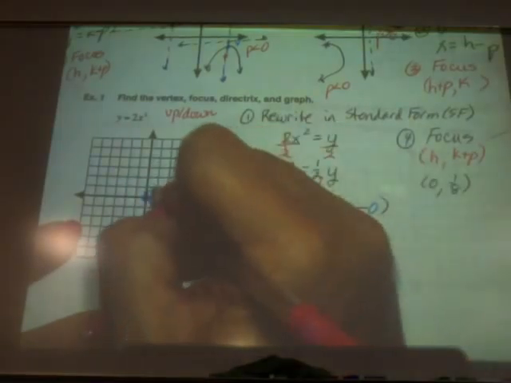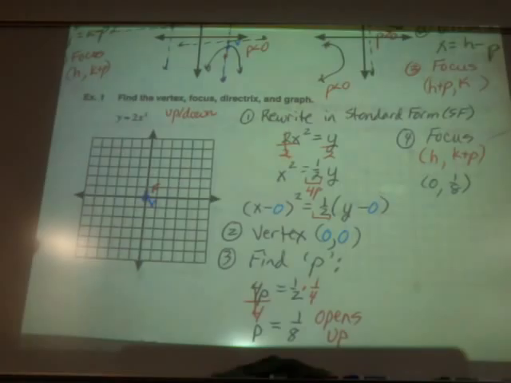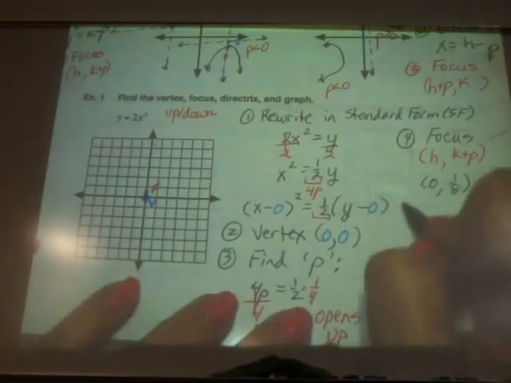So I'm going to label this as F. If you don't have enough room like we don't on this one to put the ordered pair in there, then you just have to have it off to the side and label it as focus. Then the last part that we really need is 5, your directrix.